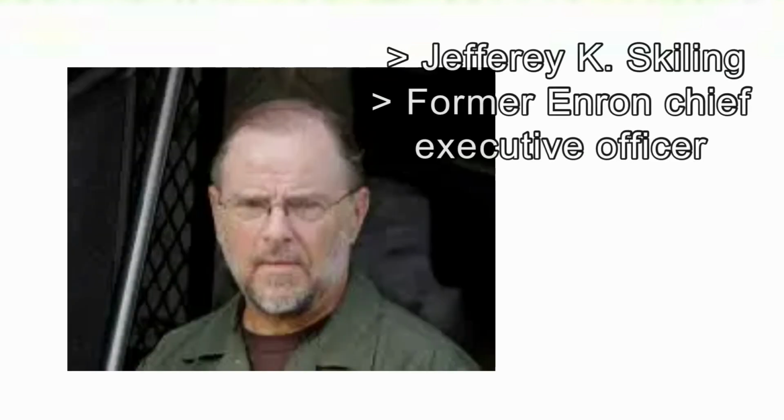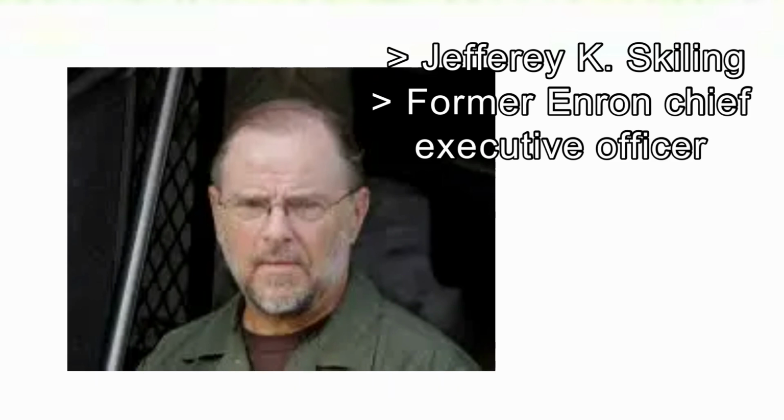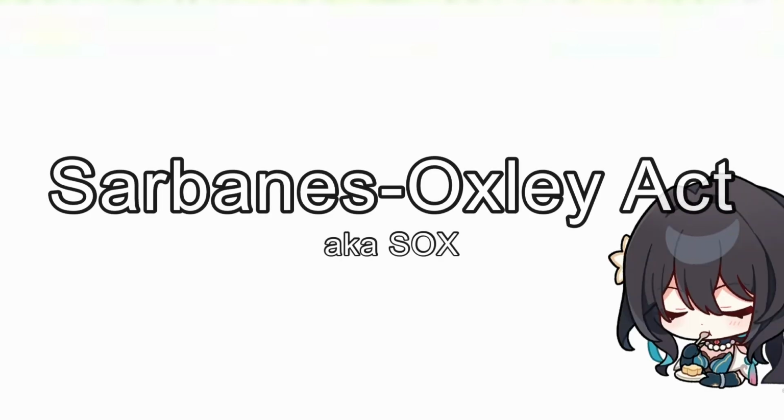Not only that, but Jeffrey K. Skilling, former Enron chief executive officer, was also sentenced to a good ol' 14 years in prison, as Jeffrey had committed conspiracy, securities fraud and many more, which led to a new law after the Enron incident, named the Sarbanes-Oxley Act, aka SOX. What is the Sarbanes-Oxley Act, you may ask?